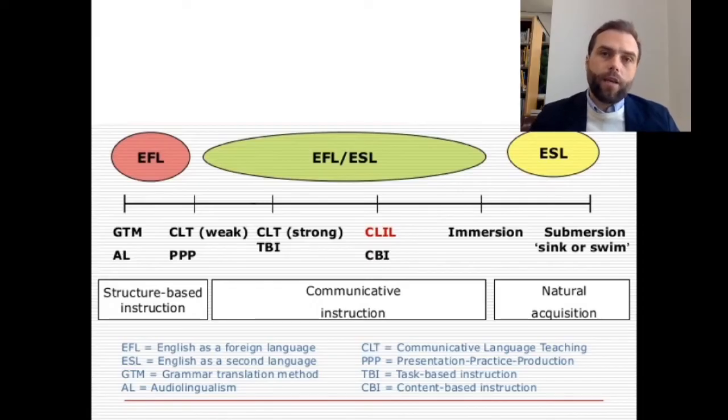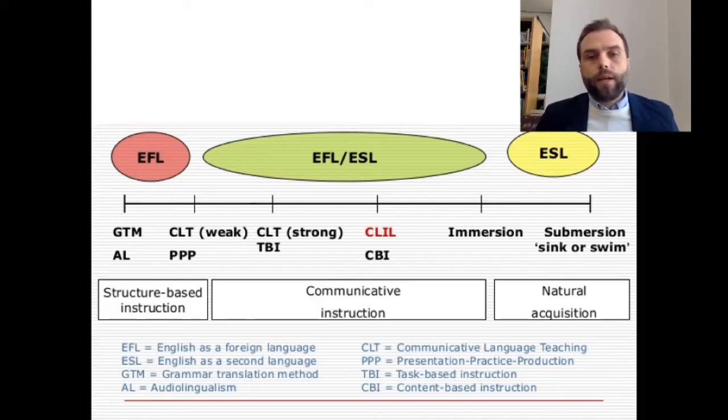And the final one on the EFL side is PPP, present, practice, produce, which is an old kind of teaching framework. It's not totally out of fashion. I'm sure it happens in many classrooms, but it is a more traditional way of looking at language, where we present and then explicitly practice and then have a production stage, 3 stages of a lesson. So in an EFL context, you're more likely to find these things: GTM, CLT weak version, AL, and PPP.